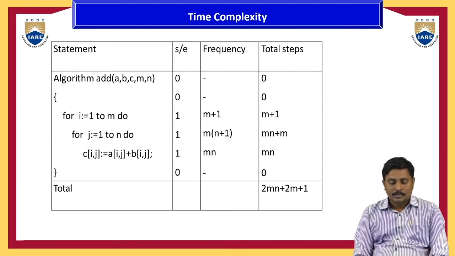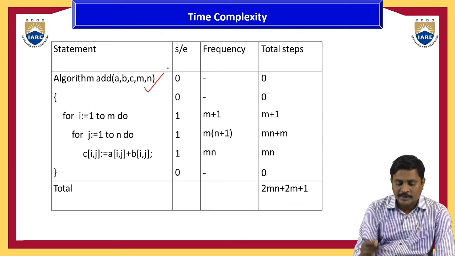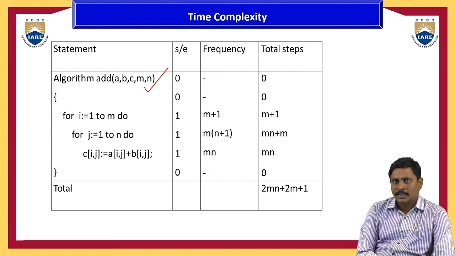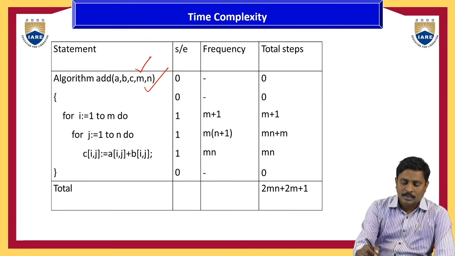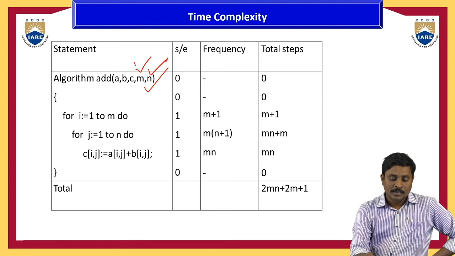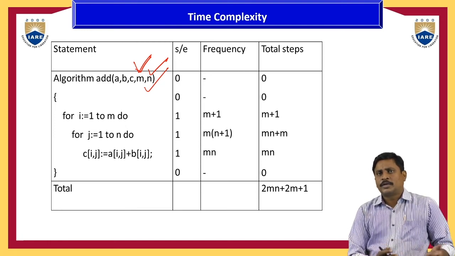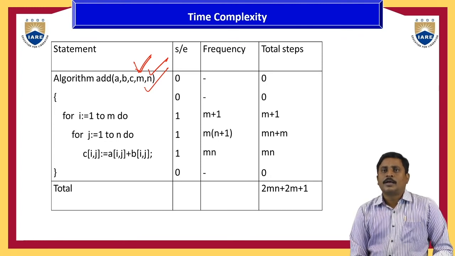Next, addition of 2 matrices. This algorithm finds the addition of 2 matrices, Add(A, B, C, m, n). A is one matrix, B is another matrix, and the addition value is stored in one more matrix, C. A matrix consists of m number of rows and n number of columns. Similarly, B matrix consists of m rows and n columns. Similarly, when we add these 2 matrices, we get m rows and n columns. That is the size of C matrix.